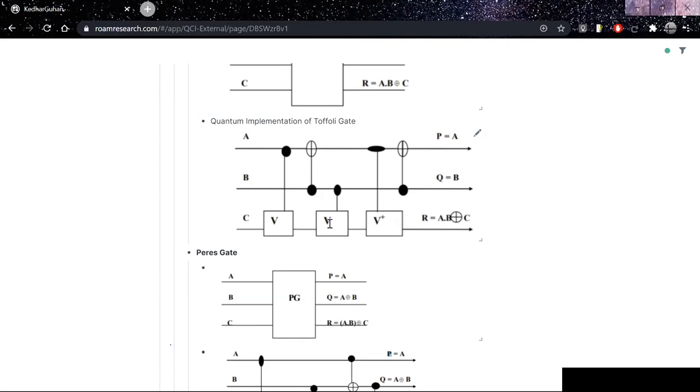So when two V's are applied, since V is the square root of NOT, C is being flipped. So it acts like an inverter, a NOT gate. Let's try to verify it from the output also. R is A dot B XOR C, right? A and B are 1, so C is being XORed with 1. Whenever you XOR anything with 1, you are basically applying a NOT gate, you're flipping it. So the mathematics sits right here, or you could say the circuit design sits right here.